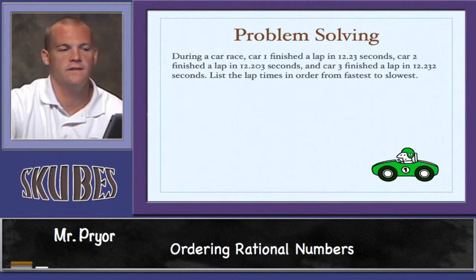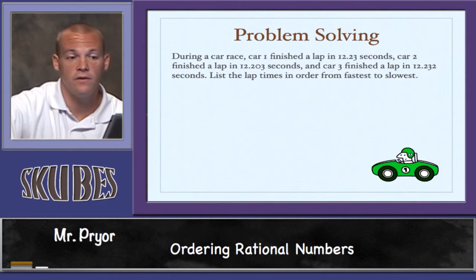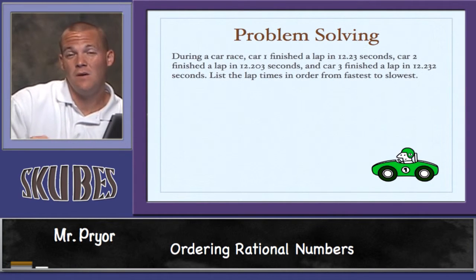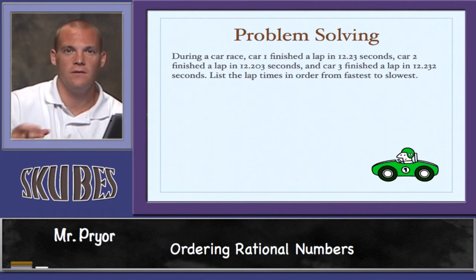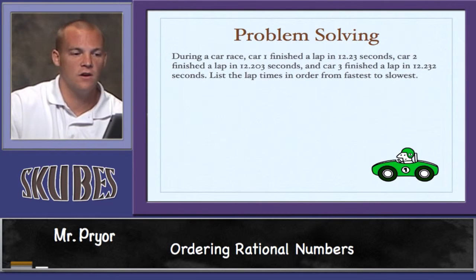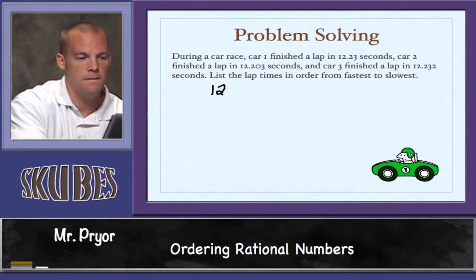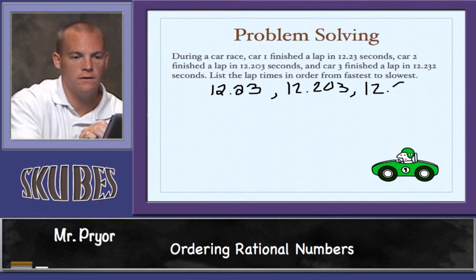All right, let's take a look and see how they're going to do these with word problems. This one is dealing with a car race and how the cars finish. They want you to write it from fastest to slowest. So we're taking these times that the cars get and writing them from fastest to slowest, which means lowest to highest. So we're looking at 12.23, 12.203, and then finally 12.232.